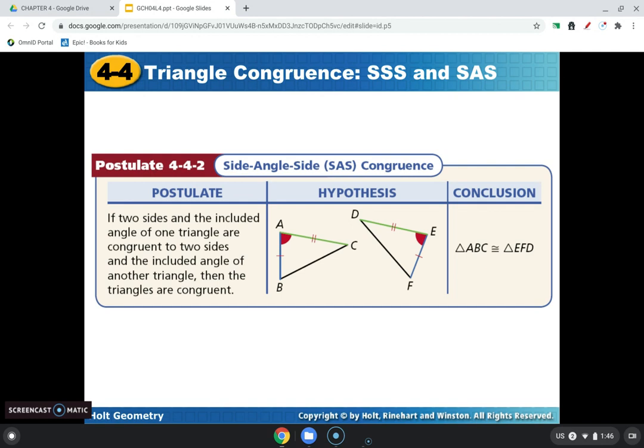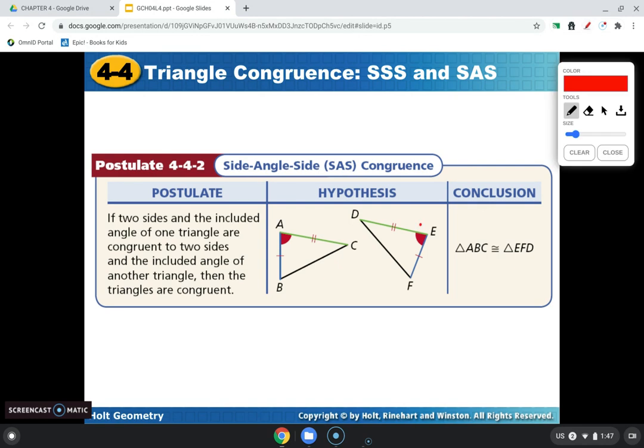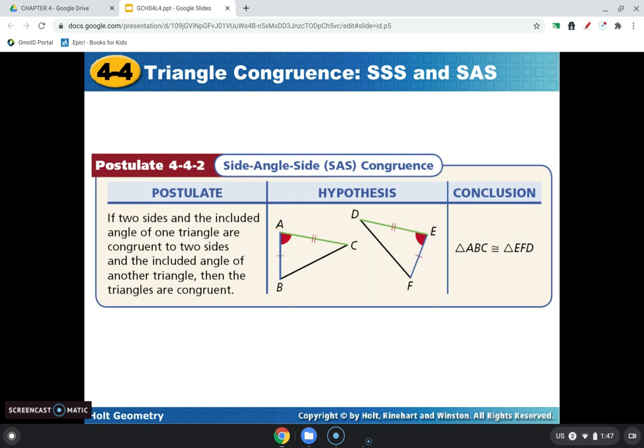This leads us to our next one, side, angle, side. If two sides and the included angle of one triangle are congruent to two sides and the included angle of another, then the triangles are congruent. So you see how this angle is included, in between the two sides on both triangles. It has to be included to use side, angle, side.